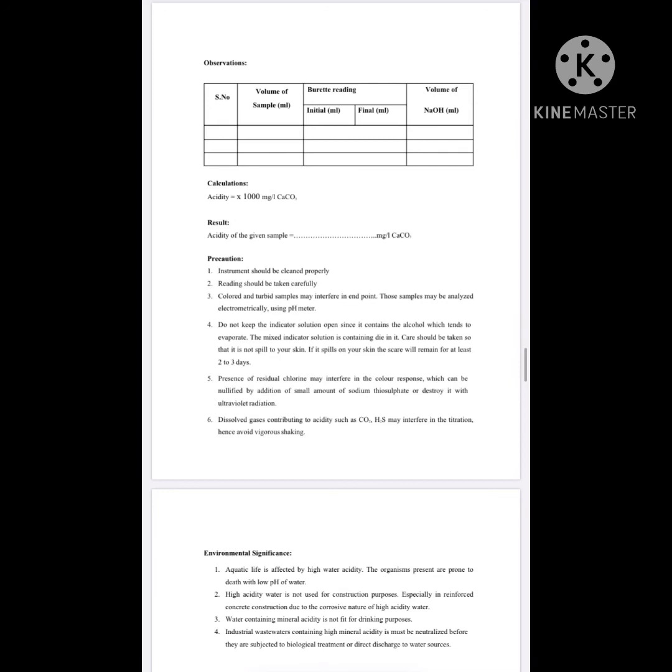So this was the procedure to determine acidity of water sample. Simple. We have done the titration process in which we have used the titrant, which is a base NaOH, and the indicator, which is phenolphthalein. Remember, if we have to determine acidity of a wastewater or a sewage sample, then the indicator used is methyl orange. But here we have determined the acidity of only a water sample, right? Hope the method is clear to you. Any doubt you can ask.